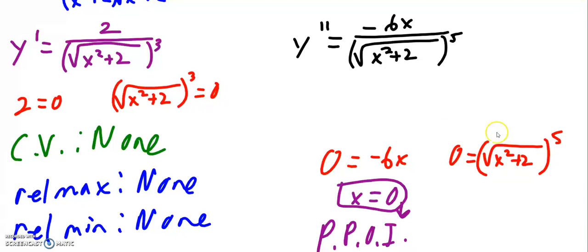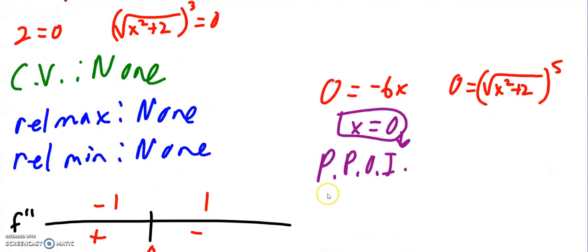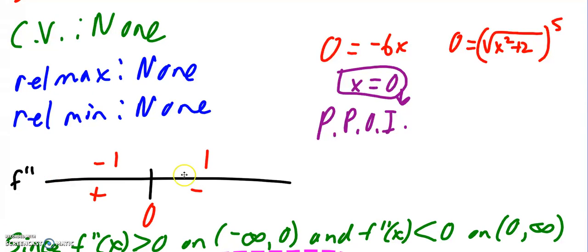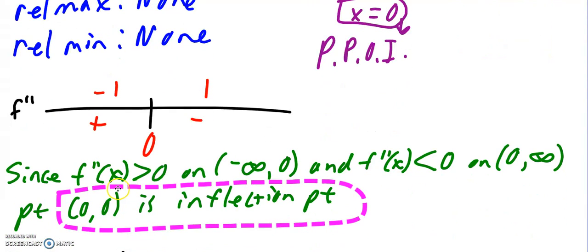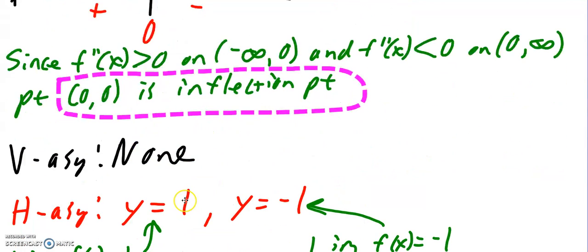Set the numerator equal to 0, set the denominator equal to 0. Denominator is not going to give me anything for the same reason it didn't over here, but the numerator gives me a possible point of inflection at x equals 0. Now I'm going to do a concavity chart. So I have 0. I plugged in -1 and 1. It changed from positive to negative. Therefore, I have an inflection point. So since f double prime of x is greater than 0 on negative infinity to 0, and f double prime of x is less than 0 on 0 to infinity, the point (0, 0) is an inflection point.